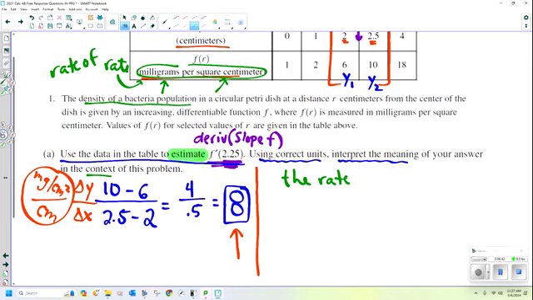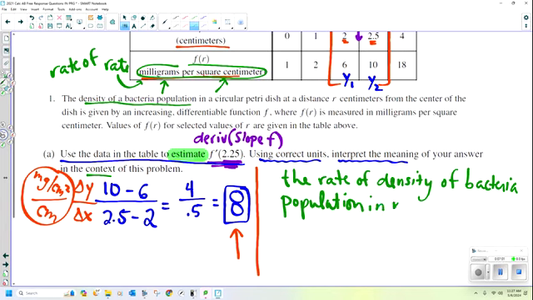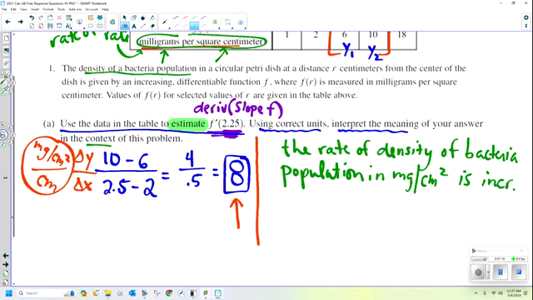So the rate of the density of bacteria population in milligrams per centimeter squared is increasing at 8 milligrams per centimeter squared per centimeter when the r value is 2.25. So when they are distance from the center.